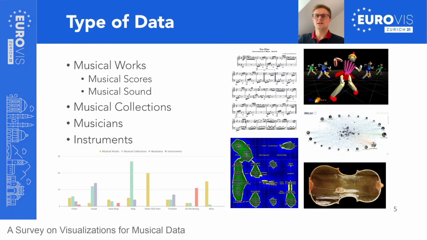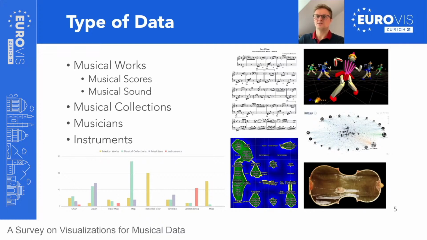The first one deals with the results of music. We call it the musical works. Musical works are divided into musical scores, the traditional documentation of music, and musical sound as a result of performing musical works on instruments or by voice. The second category deals with collections of multiple of these musical works. This may be a playlist of songs, an album of a band, or a whole genre.